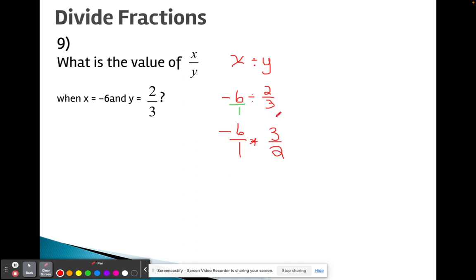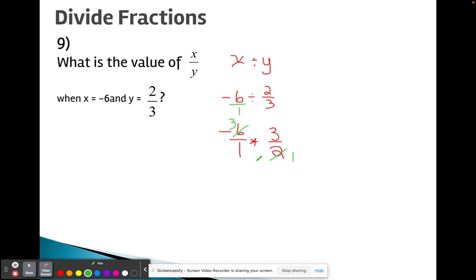Can't simplify that, can't simplify that, but I can simplify my 6 and my 2 by dividing both by 2. This becomes a -3. This becomes a 1. Remember, you do not simplify until it's a multiplication problem. I can't simplify here. It's not until I flip the second one.